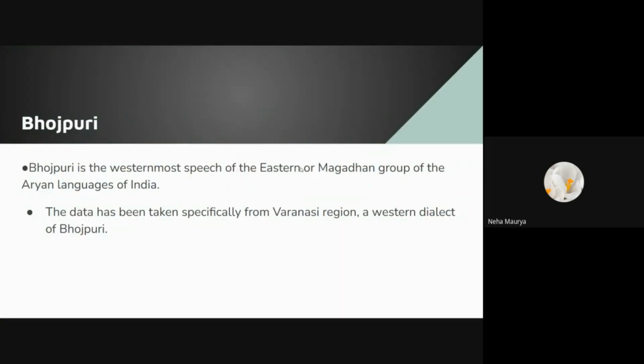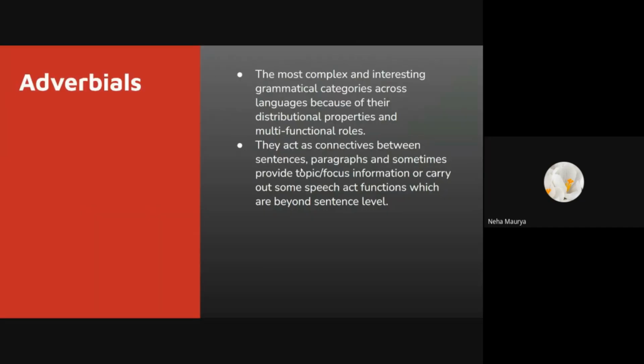Before we start, I would just take a glimpse of the Bhojpuri language. Bhojpuri is the westernmost speech of the eastern or northern group of the Aryan languages of India. We would also like to mention the data. The data which we have used in this paper is specifically taken from the Varanasi region, which is a western dialect of Bhojpuri.